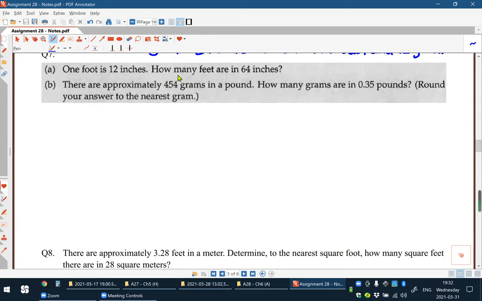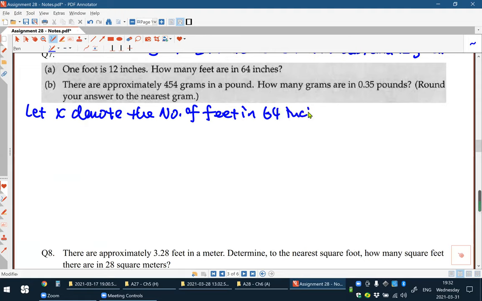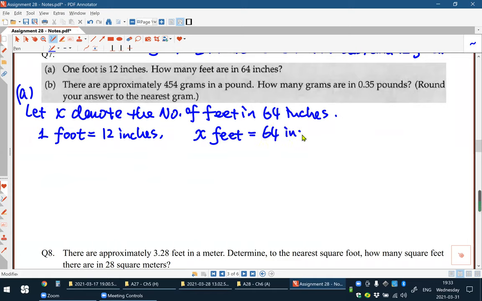Suppose we do not know this number, and let X denote the number of feet in 60 inches. And actually we want to solve for X here, right? We know that 1 foot is 12 inches, and we want to know X, but we also know that X feet is 60 inches. And we want to solve for X here, right?